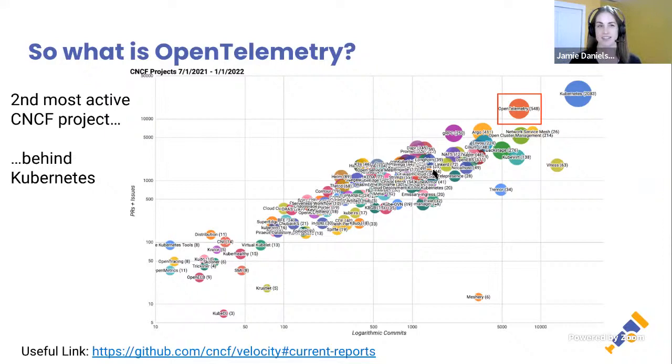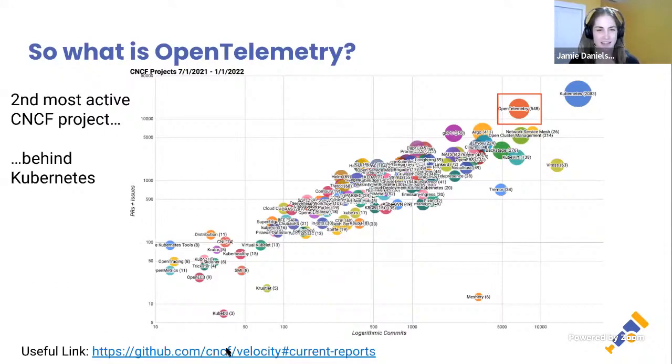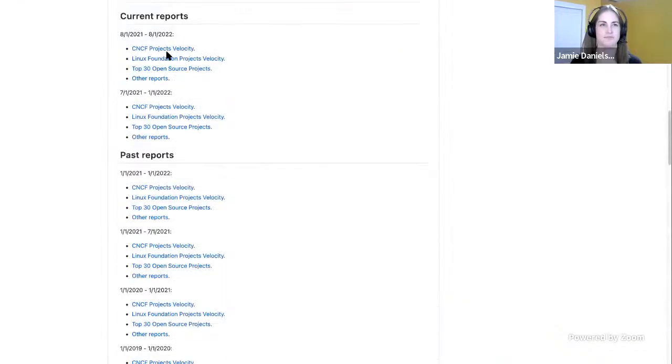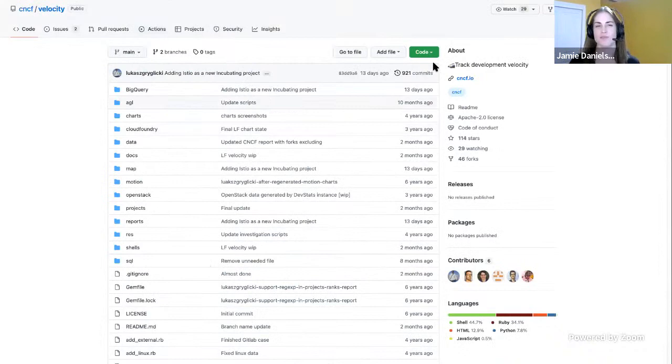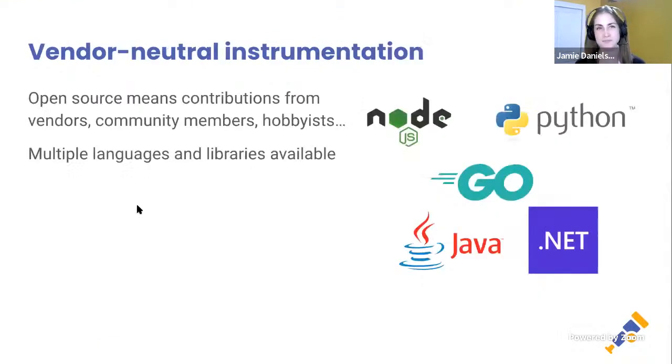OpenTelemetry is actually the second most active CNCF project. So that's the Cloud Native Computing Foundation. Sorry about that. Here you go. And one of the other CNCF projects that you may be aware of is Kubernetes. Kubernetes is number one. So being right behind Kubernetes is kind of a big deal.